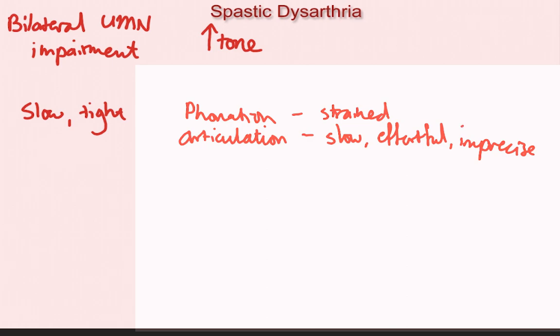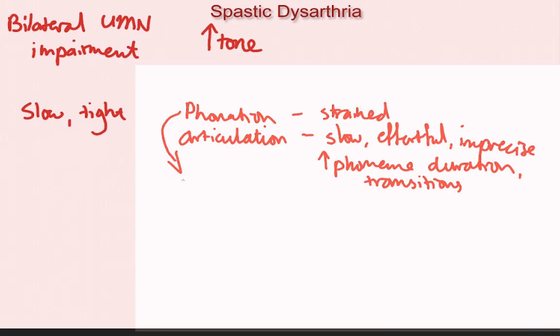You'll also get kind of prolonged phonemes, like increased duration of phonemes and between transitions, because you can't just flick your tongue up, make a T, and then turn around and move it back. It doesn't want to change direction very quickly. Resonance, you do get some hypernasality, but it's not pronounced like it is in flaccid dysarthria, so it's not necessarily a distinctive feature. Phonation, because it's so slow and doesn't like to change very quickly, that impacts prosody.